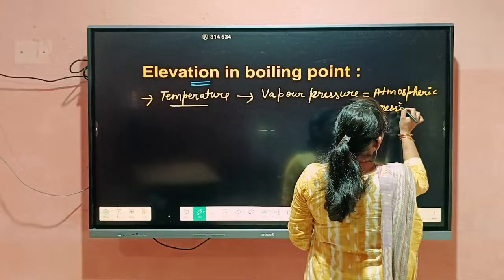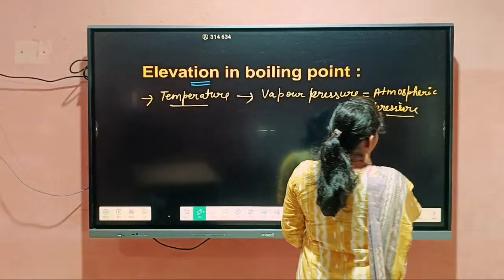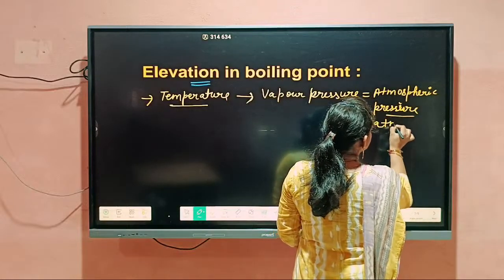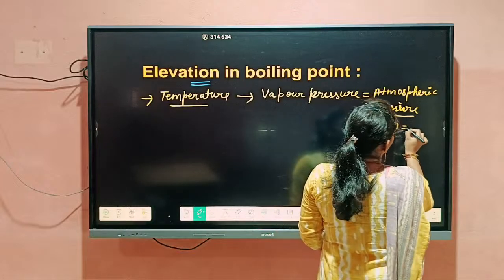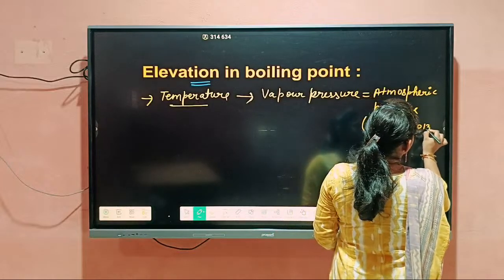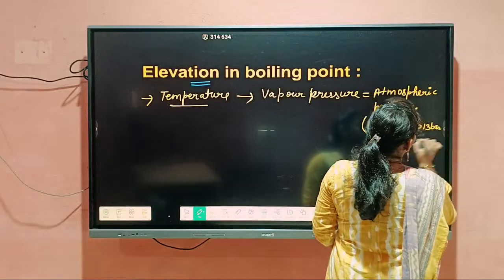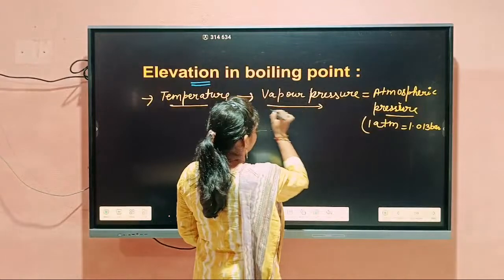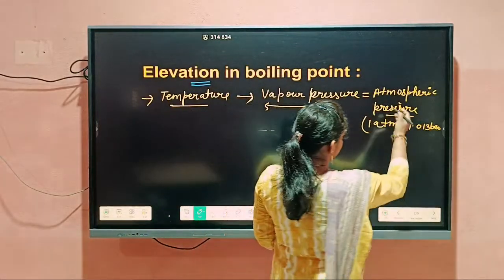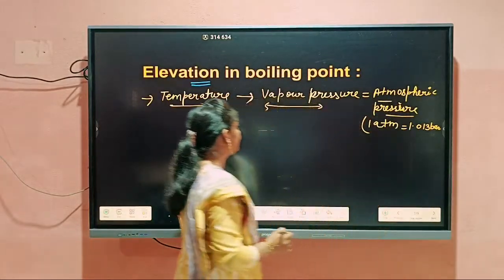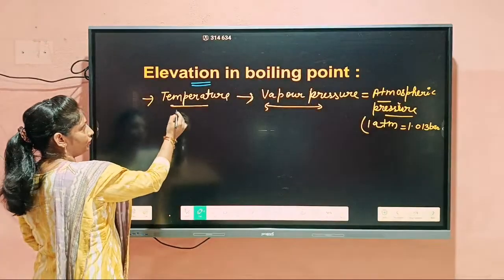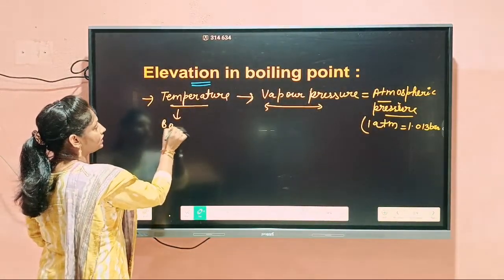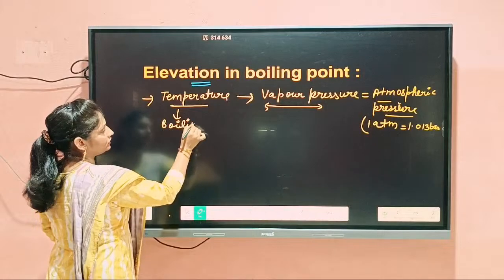Atmospheric pressure is the pressure of the atmosphere. We take it as 1 atmosphere, or 1.013 bars. So the temperature at which the vapor pressure of a liquid becomes equal to the atmospheric pressure is known as the boiling point.